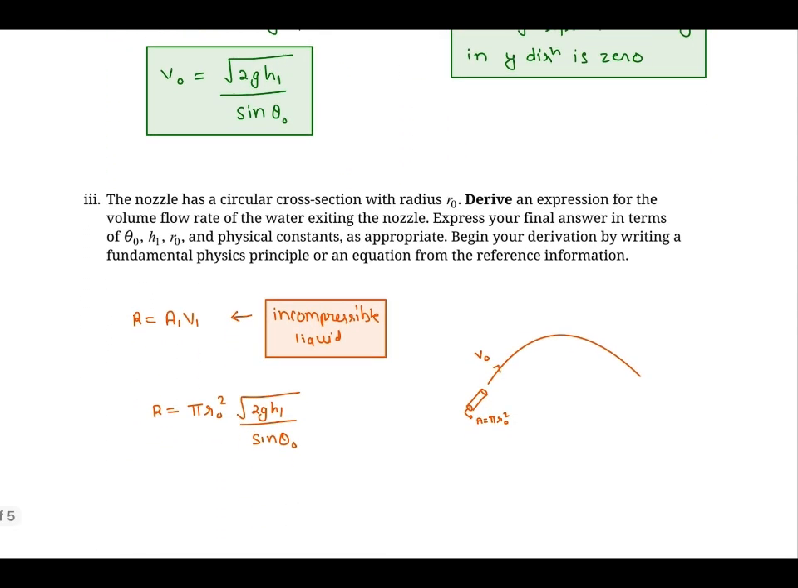Okay, so let me read the third part. The nozzle has circular cross section with radius r naught. Derive an expression for volume flow rate of water exiting the nozzle. Express your final answer in terms of theta naught, h1, r naught, and physical constant as appropriate. For incompressible liquid, we know that volume flow rate is given by A1 into V1. And what is A1? A1 is area.